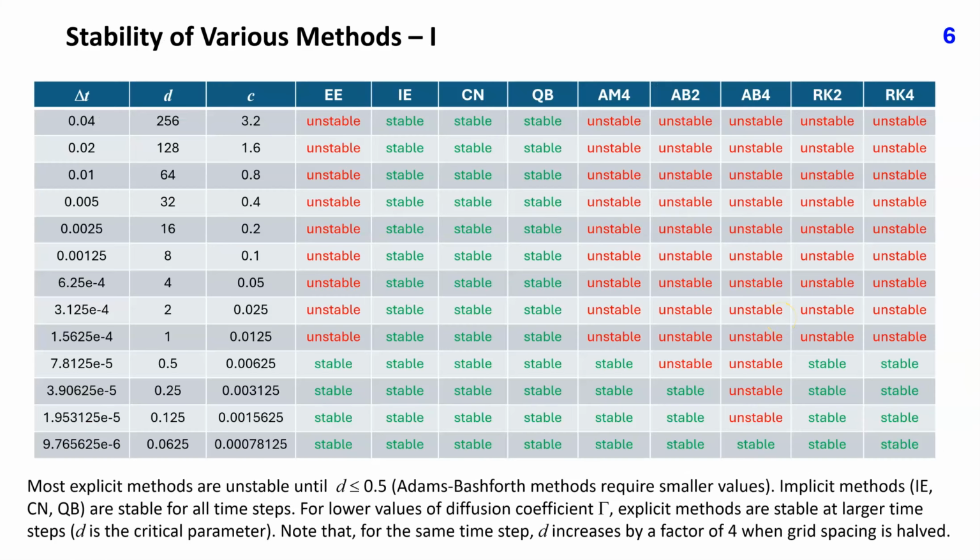Most explicit methods are unstable until the dimensionless parameter d becomes smaller than or equal to 0.5. This is here the case for the explicit Euler, labeled EE, fourth order Adams-Moulton, labeled AM4, and both second and fourth order Runge-Kutta methods, labeled RK2 and RK4 respectively.